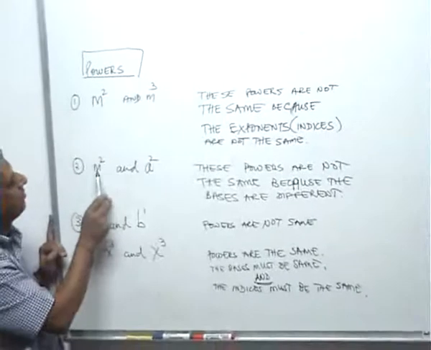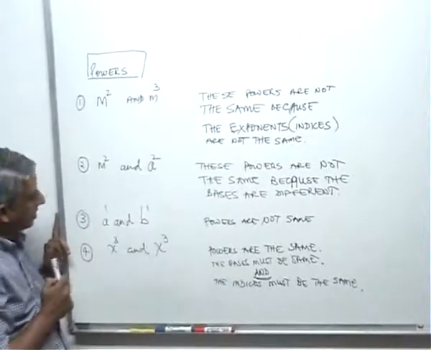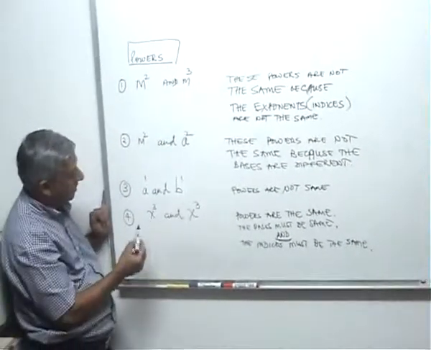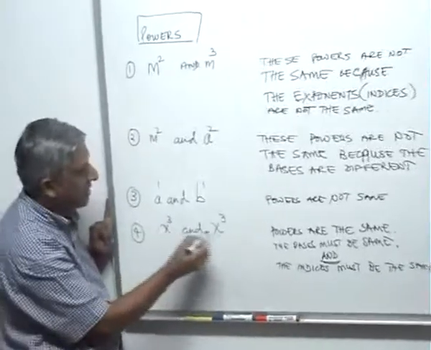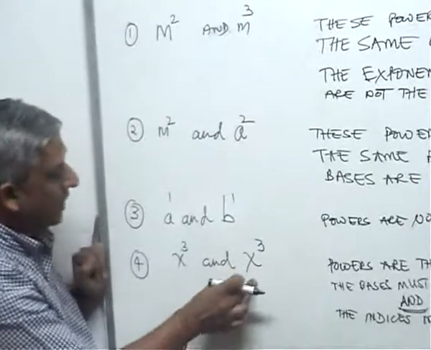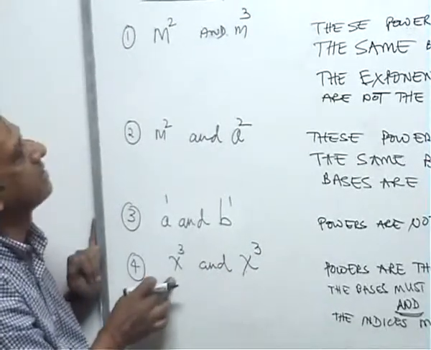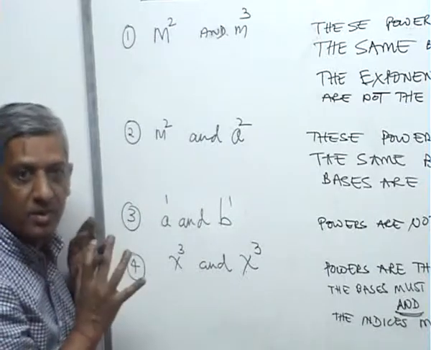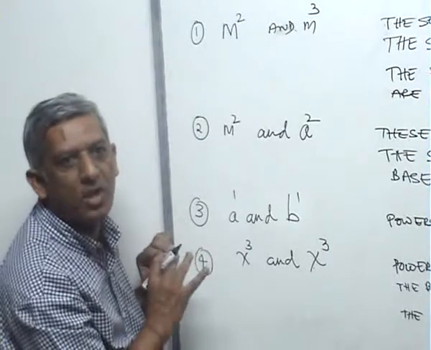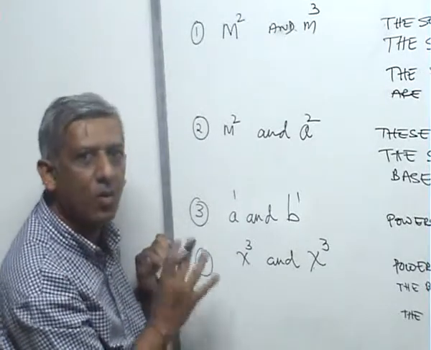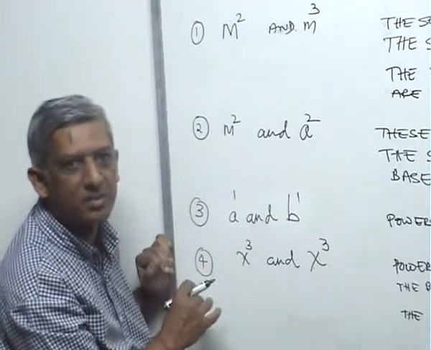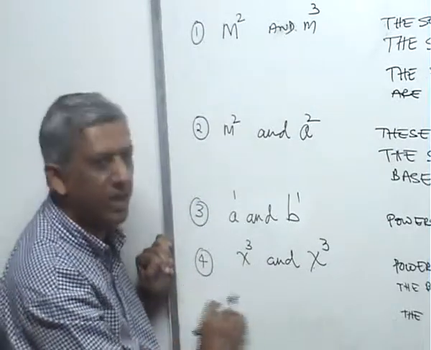The indices are the same, but the bases are not the same. Therefore, the powers are not the same. The bases are different. Therefore, the powers are not the same. But in this example, the bases are exactly the same. The indices are exactly the same. Therefore, we can say that these two powers are exactly the same. Now, you would have to be able to identify powers which are the same for you to work out whether terms are like or unlike. So in our next session, we're going to go on to like and unlike terms. Right? We're going to take a small break here now.